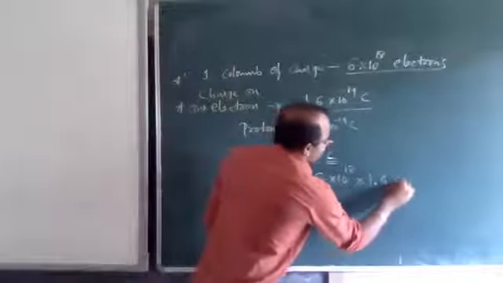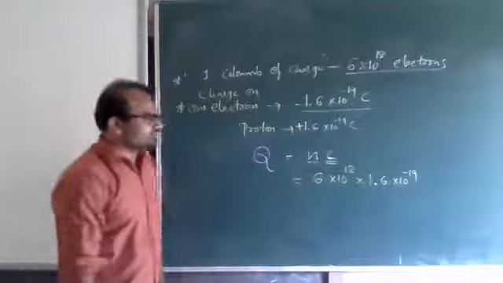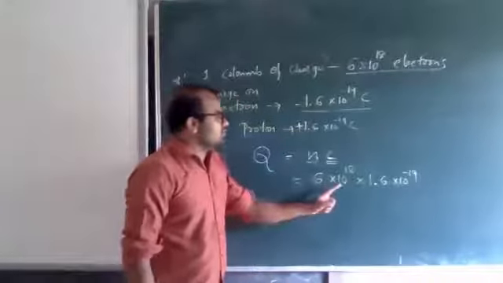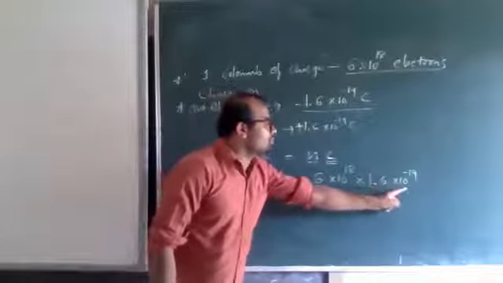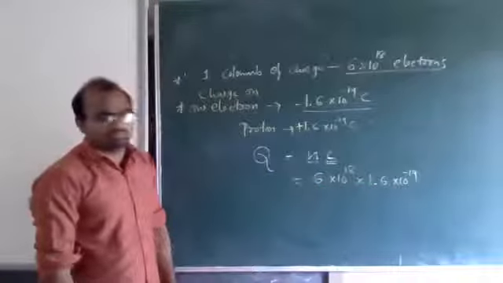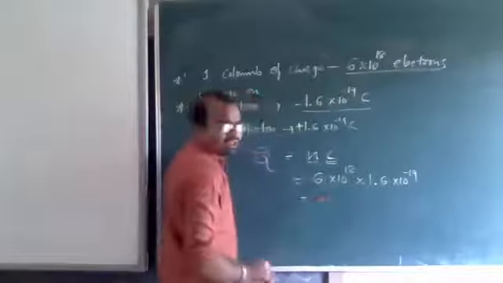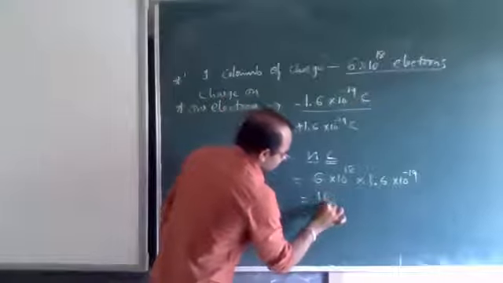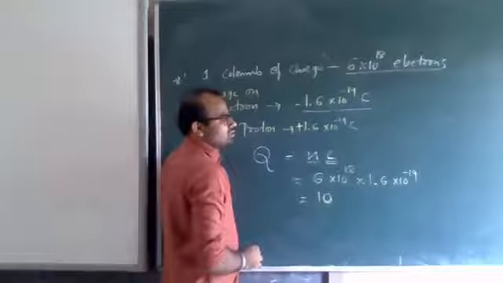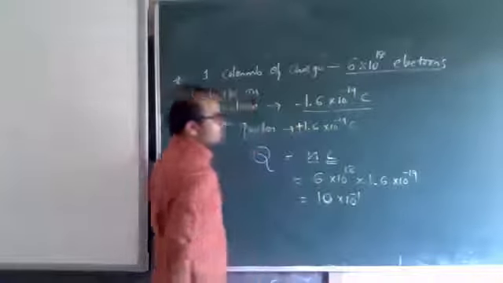1.6 into 10 to the power minus 19. Right? 6 into 10 to the power 18, 1.6 into 10 to the power minus 19. Okay. Now 6 into 1.6, if you make it, will come nearly 10. Into 10 to the power minus 1.